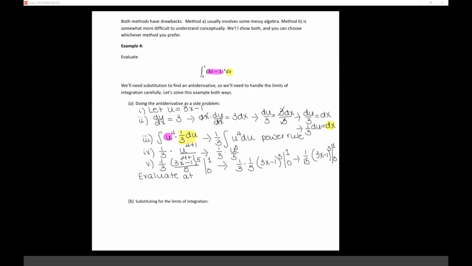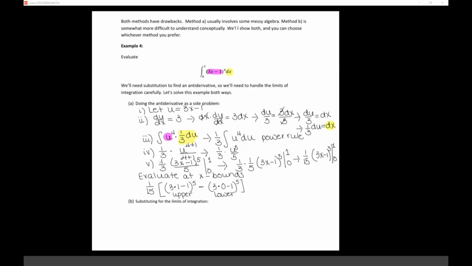So here's what I'm going to do. Evaluate the x bounds. I'm going to pull out the 1/15 because it applies to both the upper and lower bound. Then I have 3 times 1 minus 1 to the 5th. That's my upper bound, putting in the 1 for x, minus 3 times 0 minus 1 to the 5th. That's my lower bound.